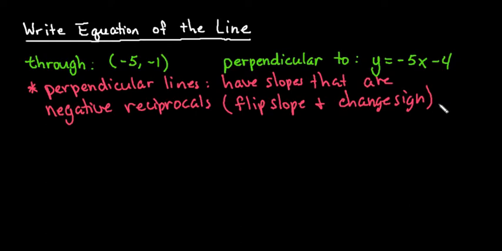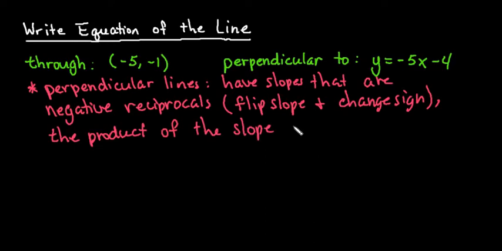Some other texts also say that the product of the slopes is -1. Sorry, you can't read that. So if I were to multiply the two slopes together, they would give me a product of -1. That's probably the harder way to remember it. I would say that this is the easiest way, flip slope and change sign.